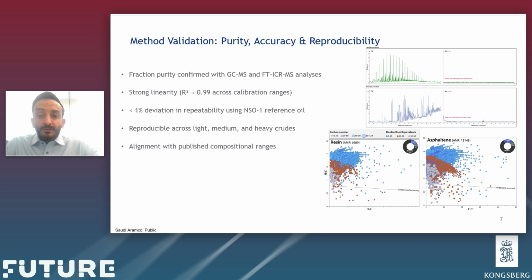Both techniques confirmed that each collected fraction of the saturates and aromatics, as confirmed by the GCMS, is pure and there is no cross-contamination. Similar with the FTICRMS for the resins and asphaltenes, confirming that we contain the expected molecular families with minimal cross-contamination.